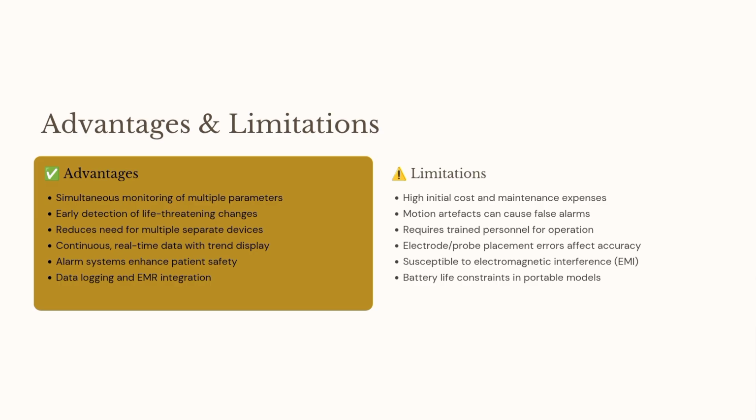Now let's see the advantages and limitations of a multiparameter patient monitor. First, the advantages. It can monitor multiple parameters at the same time, which helps doctors get a complete picture of a patient's condition. It allows early detection of a serious problem and provides continuous real-time data. The alarm system improves patient safety and reduces the need for multiple separate devices. Now, limitations. These systems are expensive and require regular maintenance. Sometimes patient movement can create noise and false alarms. It also needs trained personnel to operate, and incorrect sensor placement can affect accuracy. So, while it's very useful, proper handling is important for a reliable result.